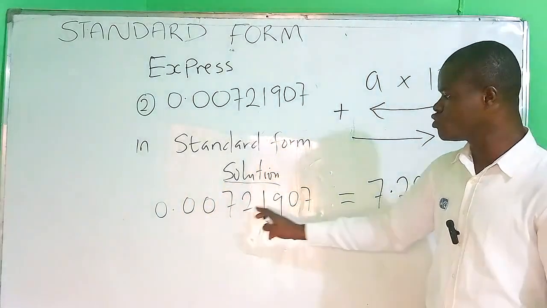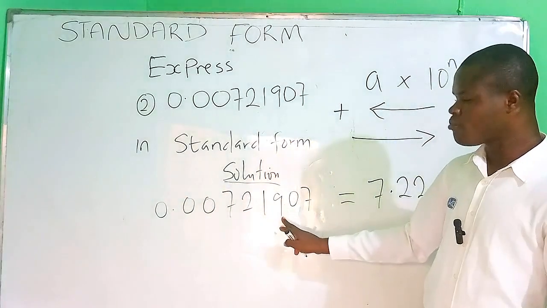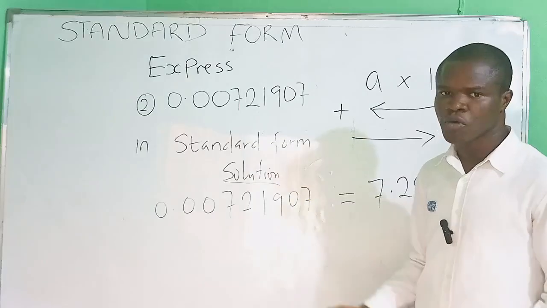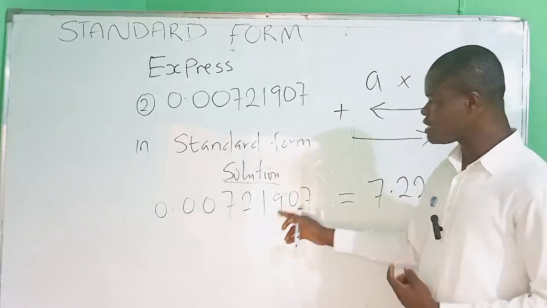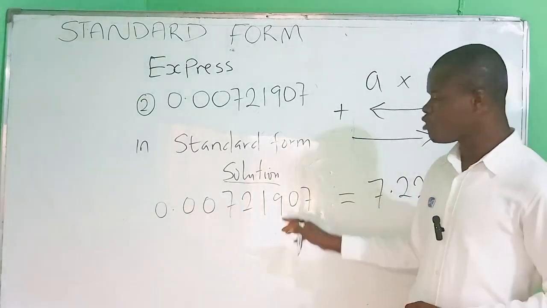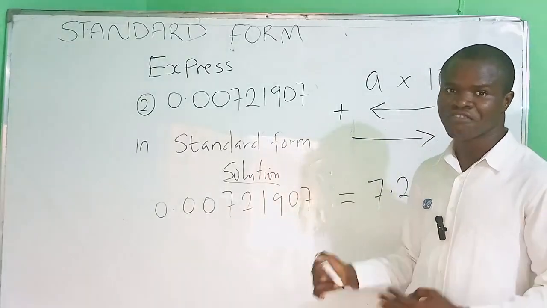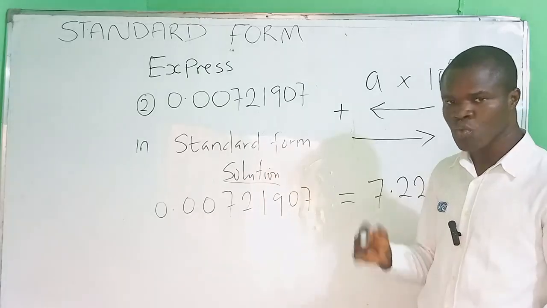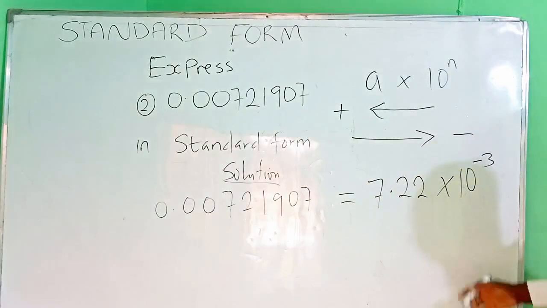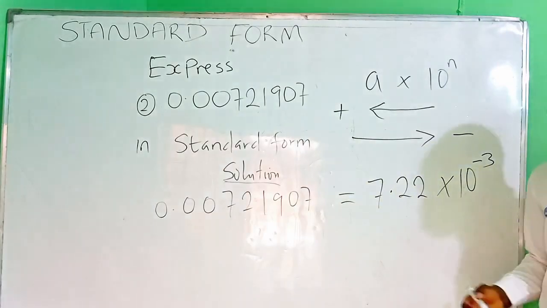So we said 7.22 because the number we want to discard is 9, and 9 is more than 4. So since 9 is more than 4, we are going to round up. But if the number here is less than 5, that is 4, 3, 2, 1, we are going to round down. So our answer is 7.22 times 10 raised to power minus 3.